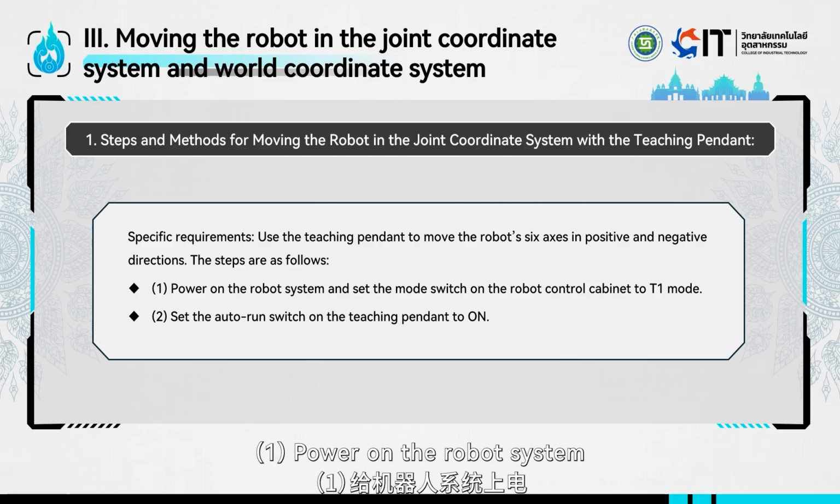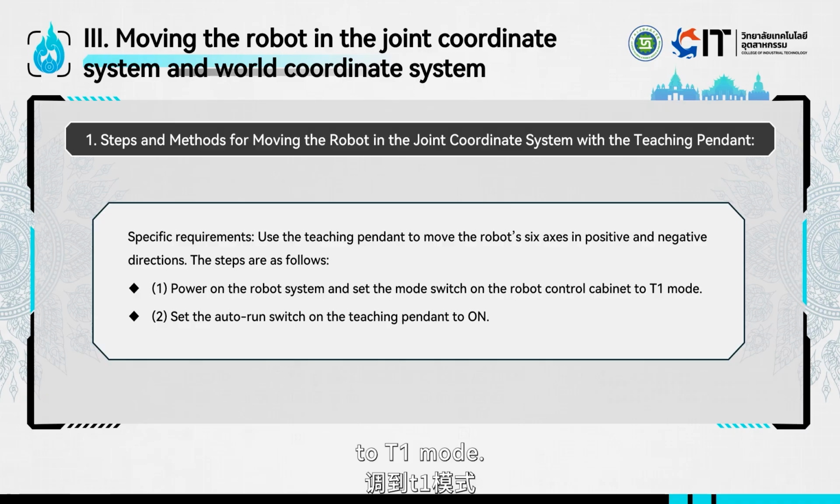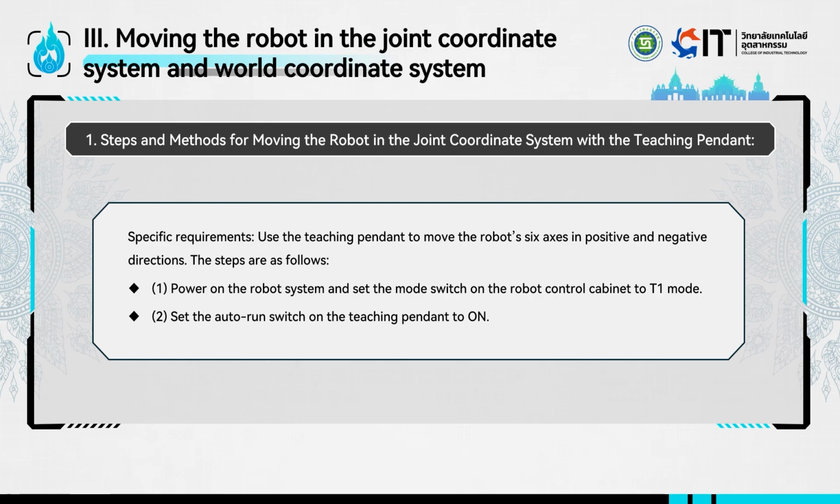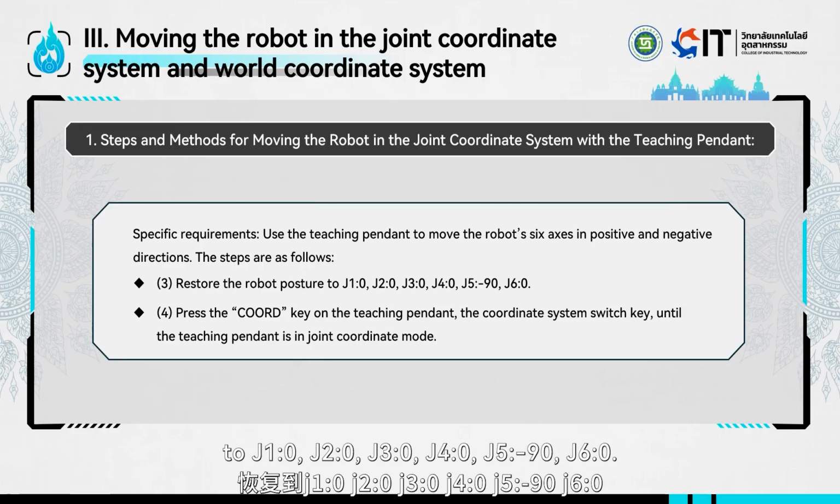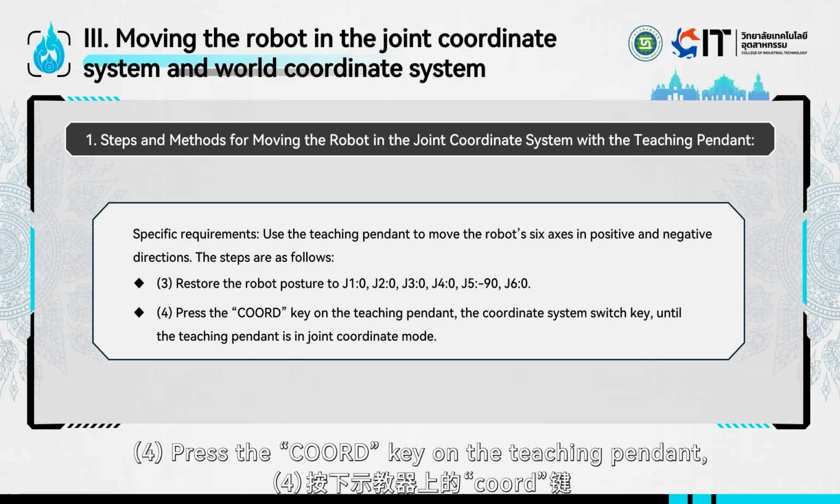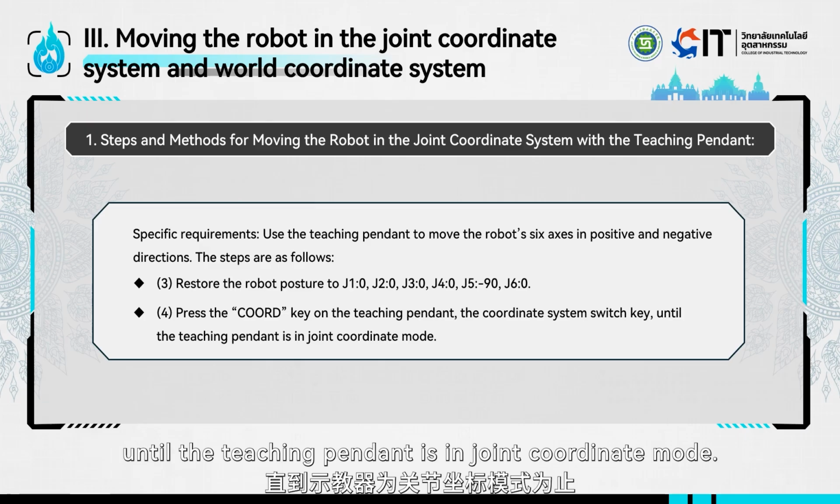1. Power on the robot system and set the mode switch on the robot control cabinet to T1 mode. 2. Set the auto run switch on the teaching pendant to ON. 3. Restore the robot posture to J1 to 0, J2 to 0, J3 to 0, J4 to 0, J5 to -90, J6 to 0. 4. Press the coordinate system switch key on the teaching pendant until the teaching pendant is in joint coordinate mode.